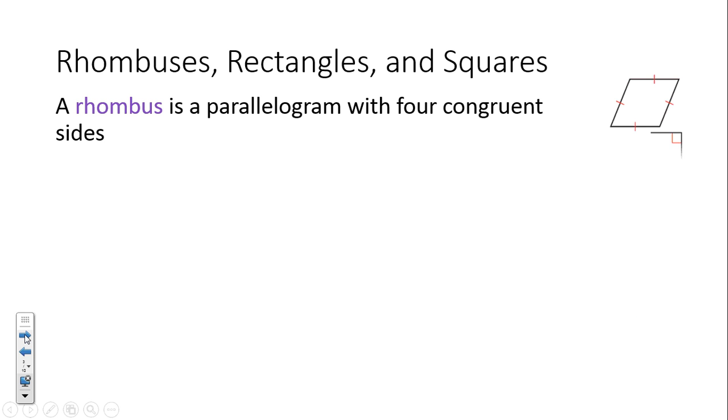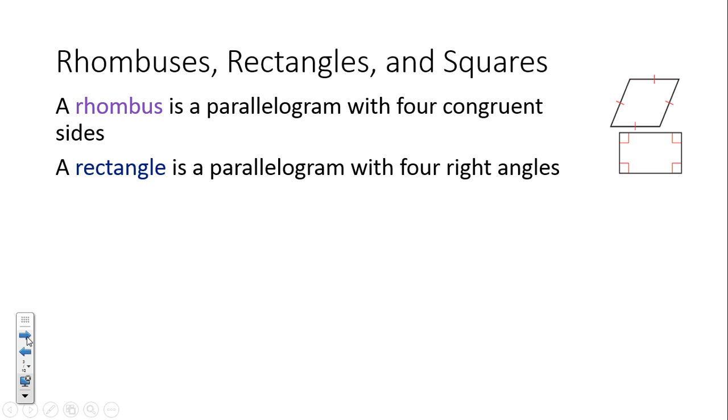Next one. What does this guy look like? Rectangle. All 4 angles are congruent. So a rectangle is a parallelogram with 4 congruent angles. This is an equiangular parallelogram or quadrilateral.